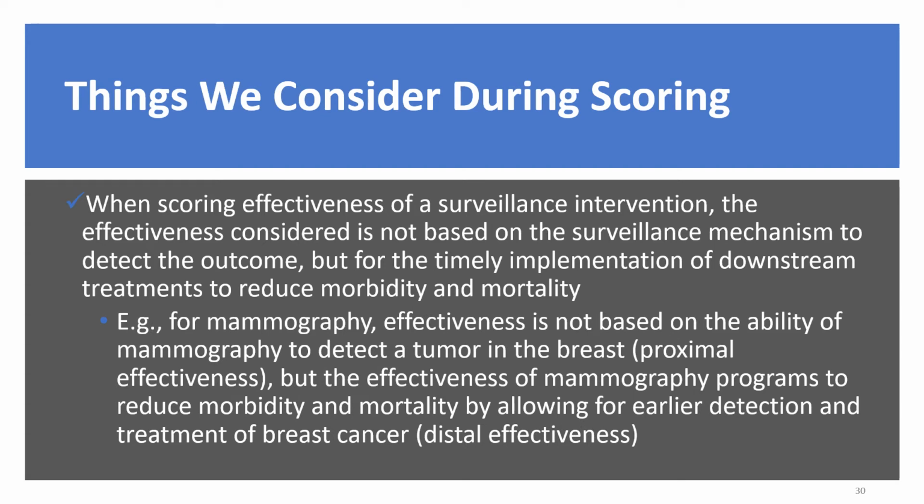So an example of this when thinking about hereditary breast and ovarian cancer and mammography, we don't think of effectiveness in the context of its ability to detect a tumor in the breast, or proximal effectiveness, but more about the effectiveness of mammography programs to reduce morbidity and mortality by catching breast cancer early.